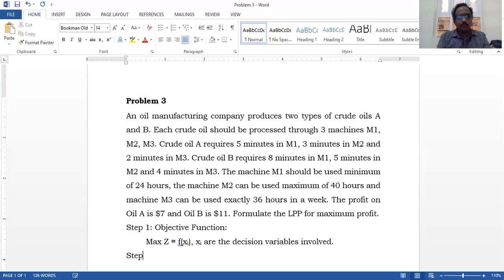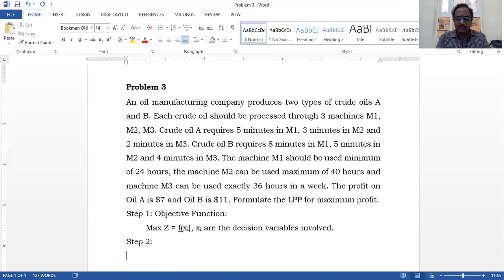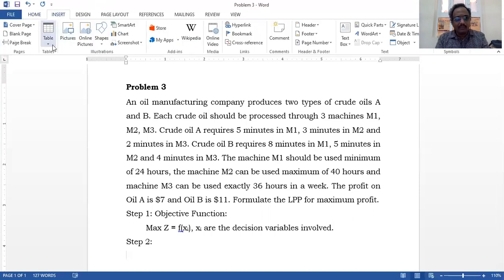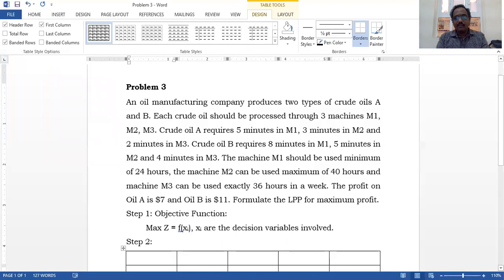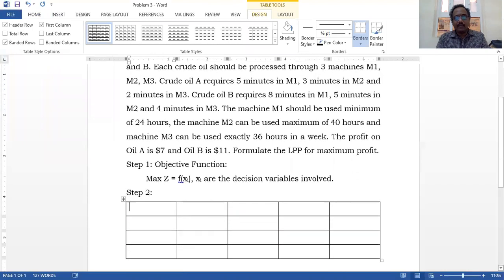And then in step 2, we said we are going to identify the conditions, constraints, and then we will define the alternatives. Then we will formulate the constraints and then the objective function. So for identifying our decision variables, we said we will convert the model into a tabular form, and we are going to take the values into the table.